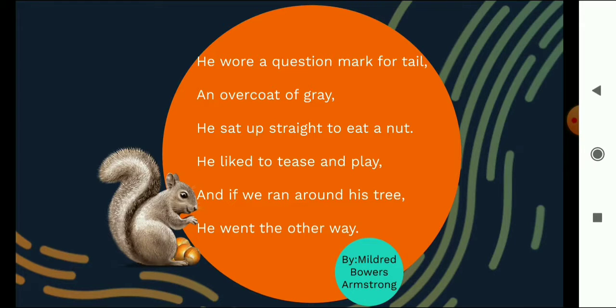He wore a question mark for tail, an overcoat of grey. He sat up straight to eat a nut. He liked to tease and play. And if he ran around his tree, he went the other way.